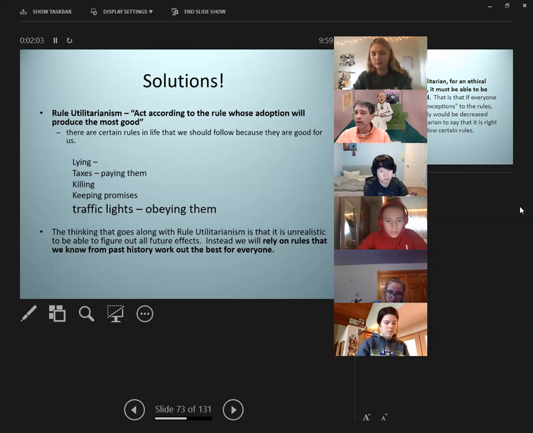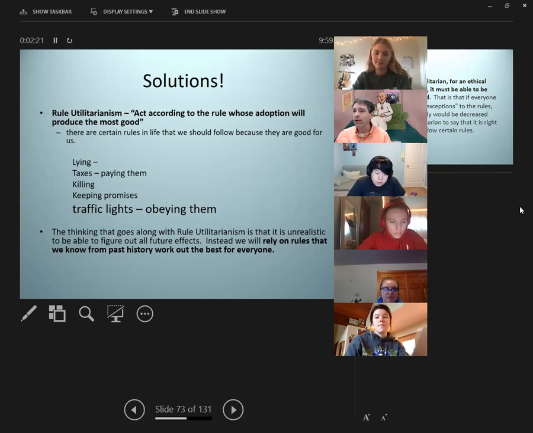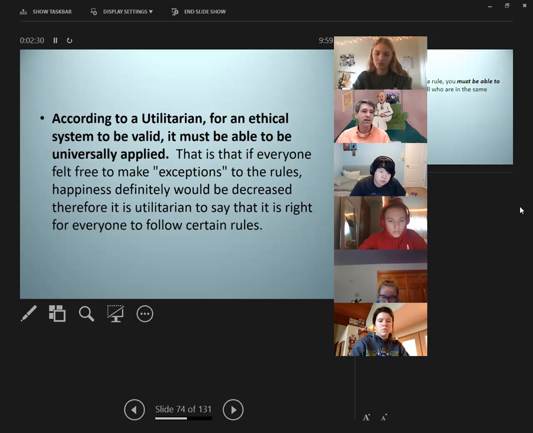You can go right on down the line from things that are very broad, like telling the truth and killing, to things that are more specific, like, should I obey traffic lights? Well, yeah, imagine if you just felt like breaking all the traffic laws and going through red lights. Well, is that universalizable? No, there'd be all sorts of crazy traffic collisions all over the place.